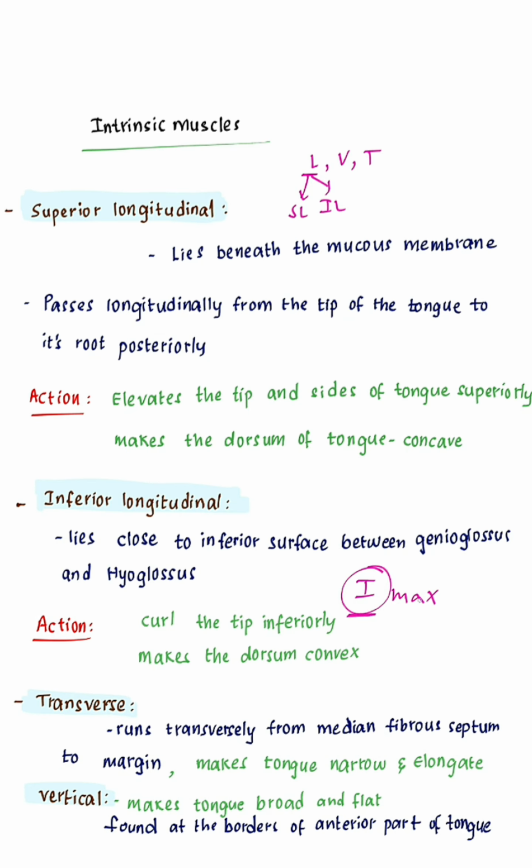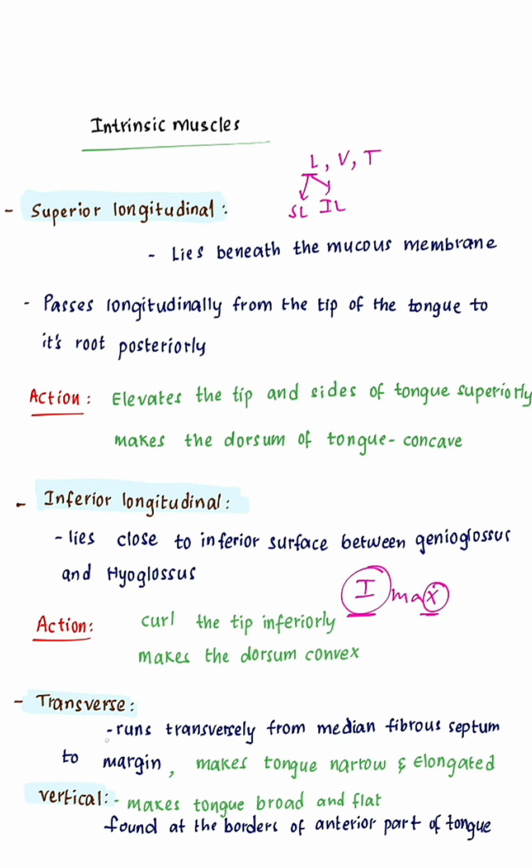Inferior longitudinal muscle makes the dorsum of the tongue convex, and it will be opposite for superior longitudinal. If inferior longitudinal makes the dorsum of the tongue convex, superior longitudinal muscle makes the dorsum concave.